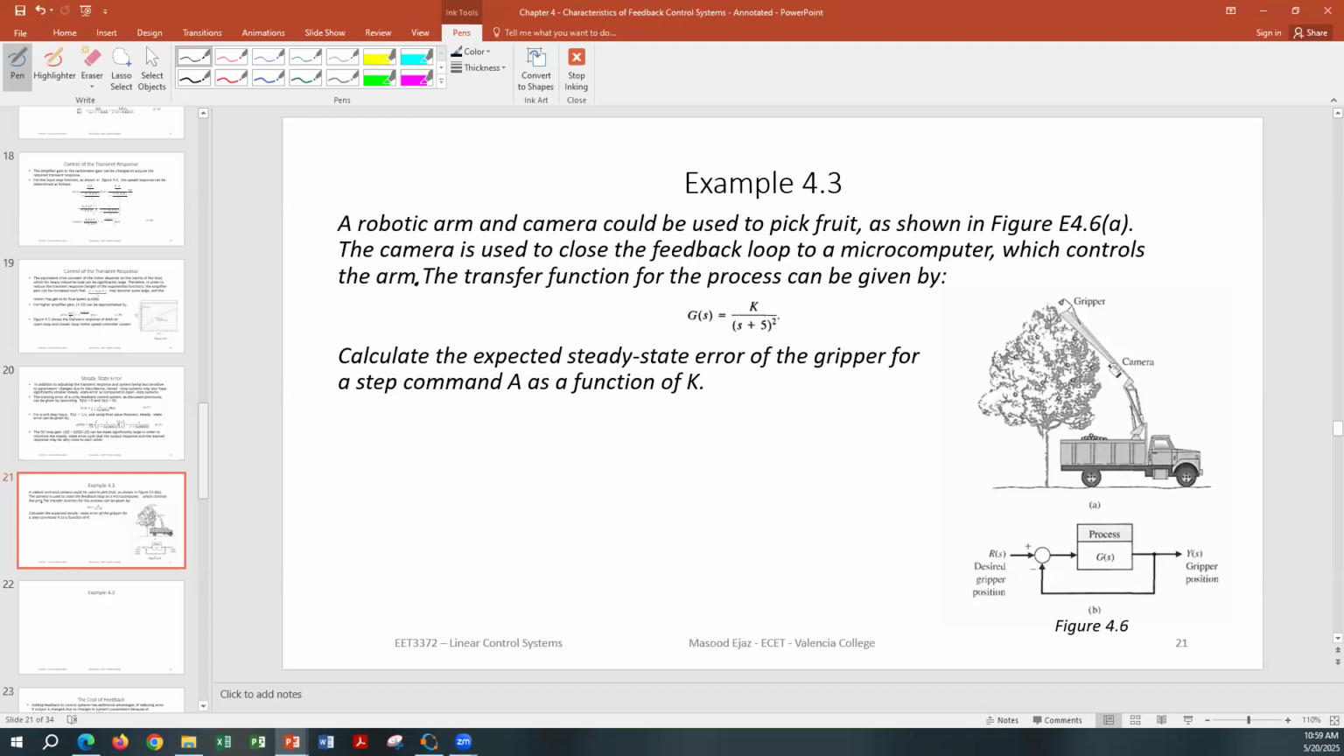All right, so let's look at my input signal R(s). This is my desired input signal. In this case, my input signal is A times u(t), or R(s) is equal to A over s, because my input is a step command as it is given to us.